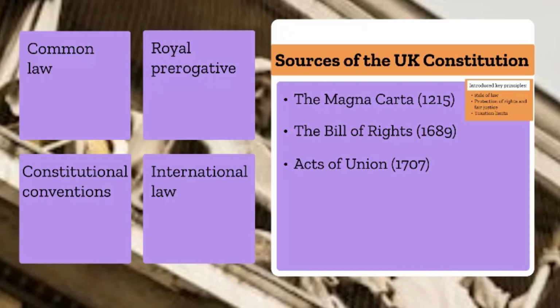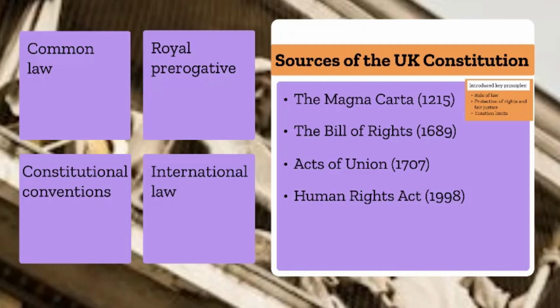You then have the Acts of Union in 1707, and this is essentially what created the United Kingdom. It brought England, Scotland, Wales, and Ireland, at a later date, all into one single parliament, balancing those local traditions but with laws for the nation as a whole.